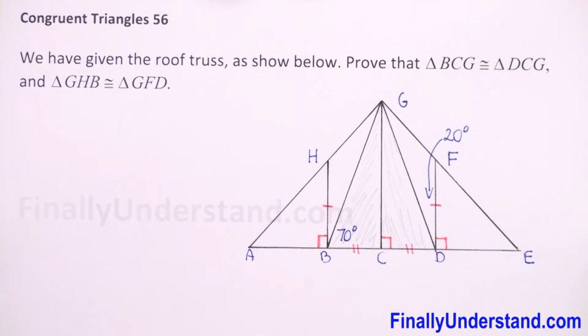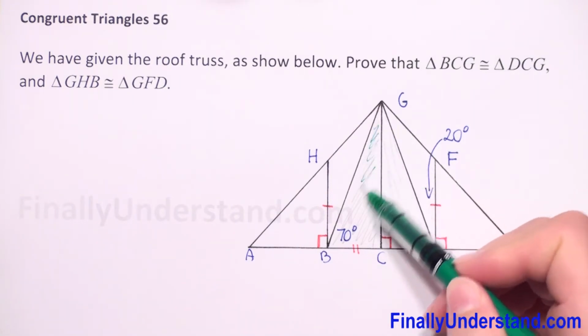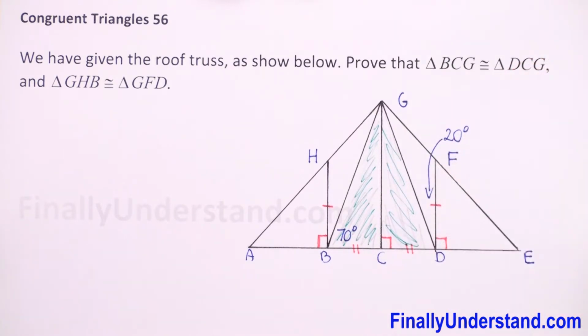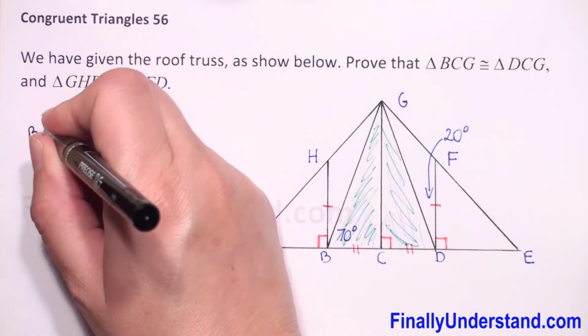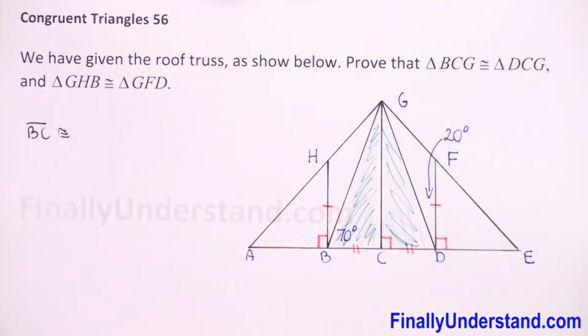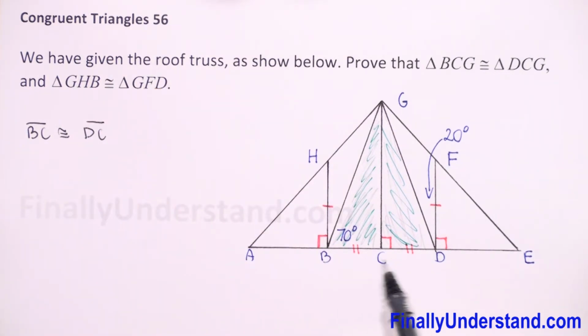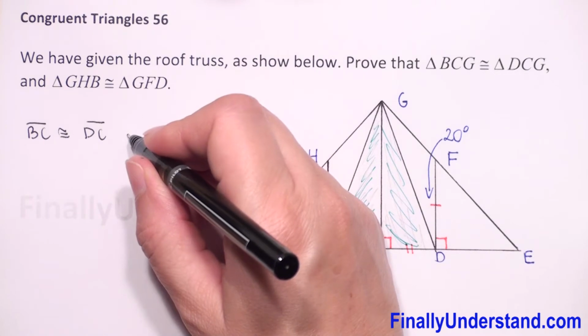Maybe I can use a different color. The green would be better to see. Okay, so let's see what we are given on this diagram. We have two marks on BC and DC. It means that these two sides are congruent. So we can write that BC is congruent to DC. This is given.